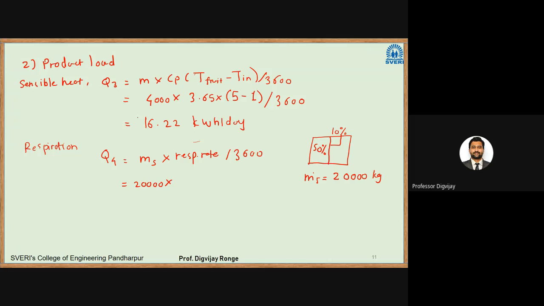See here, don't get confused. 4,000 means I am keeping 4,000 kg inside the cold room per day. Every day I am putting 4 tons of goods into it. But on average, how much goods will be there, since some days it will go plus and some days minus? On average they have calculated a mass that will be there inside the cold room. So that is 20,000 into respiration rate, which in this case is given as 1.9. So 1.9 divided by 3600. So calculate this value.